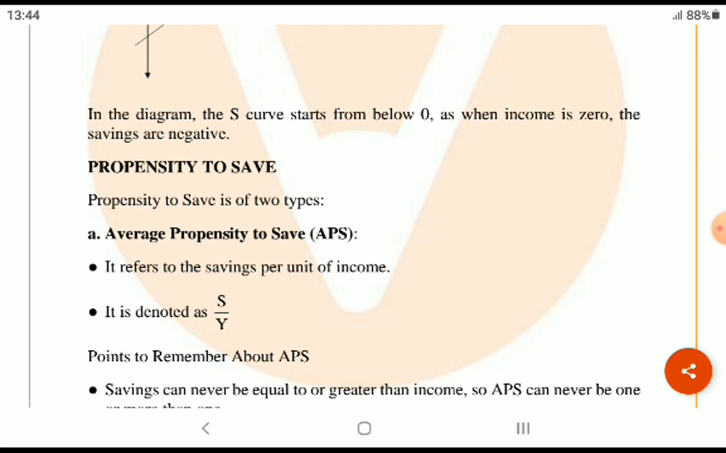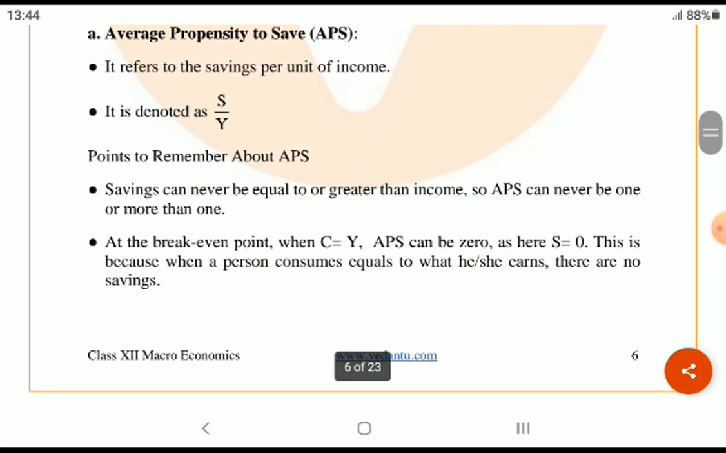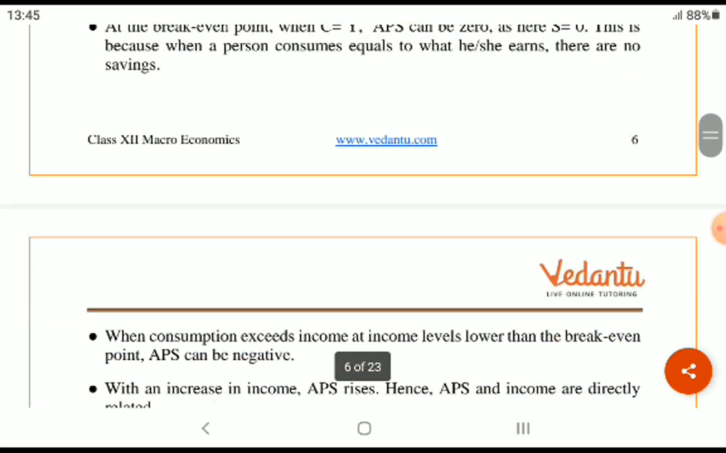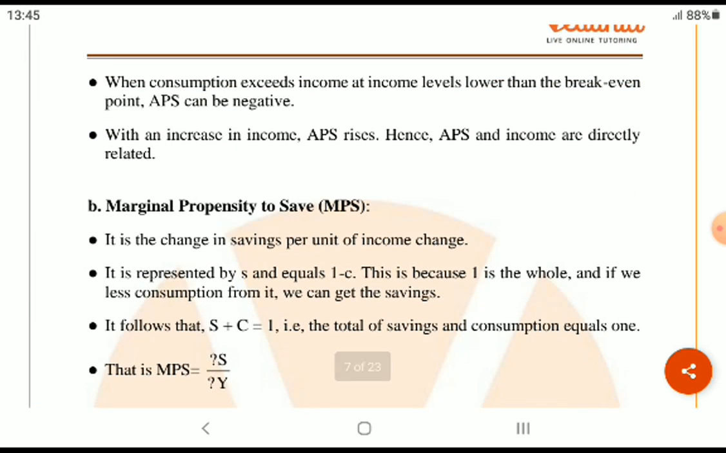Points that you have to remember about APS: savings can never be equal to or greater than income, so APS can never be 1 or more. At the break even point, when C is equal to Y, APS is 0, as here S is equal to 0. This is because when a person consumes equal to what he or she earns, there are no savings. Next, when consumption exceeds income at income levels lower than the break even point, APS can be negative. With an increase in income, APS rises, hence APS and income are directly related.